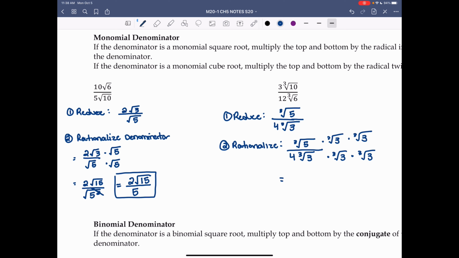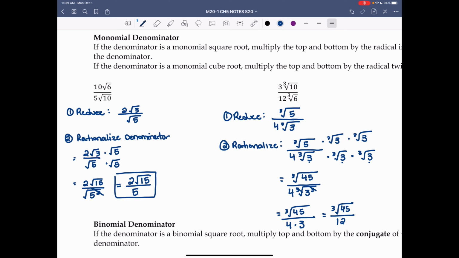We get on the top the cube root of 5 times 3 is 45 over 4 times the cube root of 3 to the power of 3, because we have 3 times 3 times 3, that's 3 to the power of 3. And then cube root and cubing, those are opposite operations, so they undo each other. So we're left with the cube root of 45 on the top over 4 times 3, which is the cube root of 45 over 12.